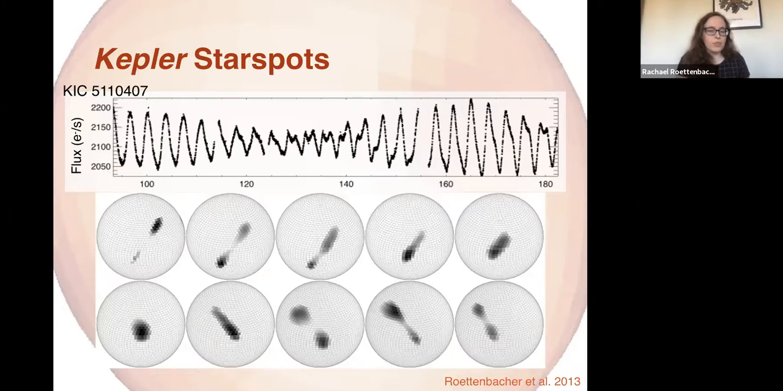And here is an example. This is actually not an RSCVN, but I love how beautiful and clear that light curve is, so I have to include this one. We think it's actually a pre-main sequence star, but this is 5110407. And in this example, you can see that there are two spots rotating at different rates.